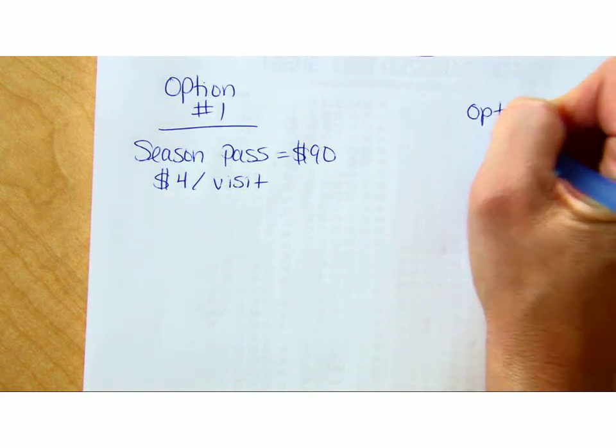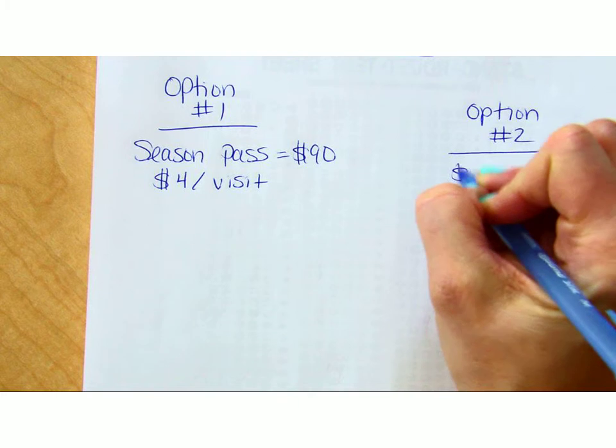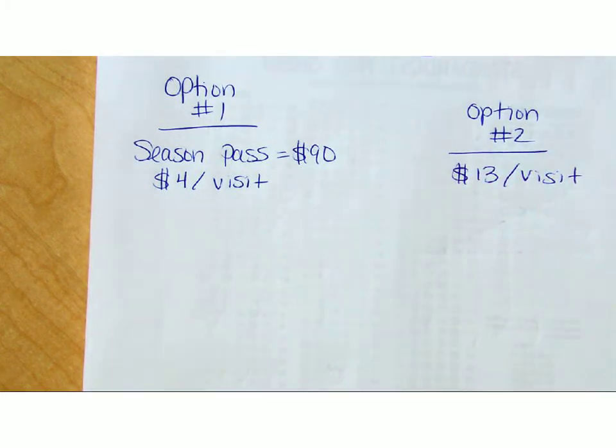Option number 2 is, hey, I'm a 13-year-old kid. I don't have $90 laying around, so I can't buy a season pass. Well, then the only option you have is to pay $13 per visit. Okay? So in application problem 1 for systems, that's all the information you get. And technically, you have everything you need to create. It's going to say, write a system of equations to represent your options.